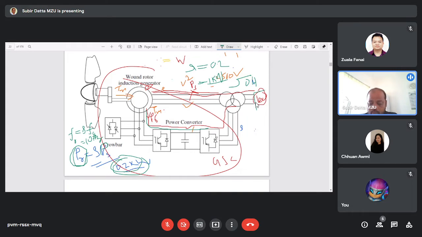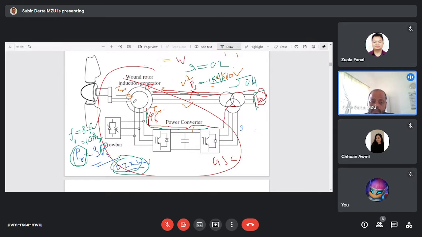By using this power electronics converter circuit, we can convert this power from 10 hertz to 50 hertz. Another thing is this rotor part. This is the rotating rotor, that means the rotating part, and these power electronics converters are the static part.